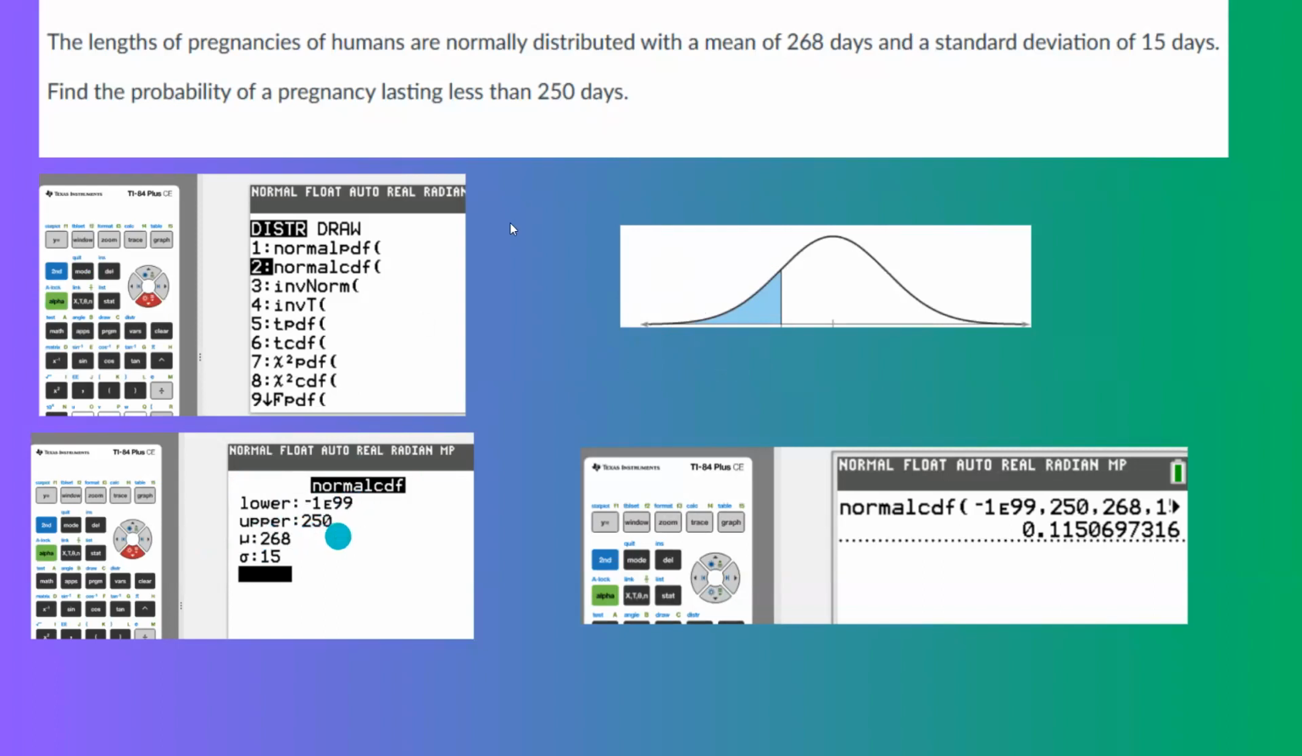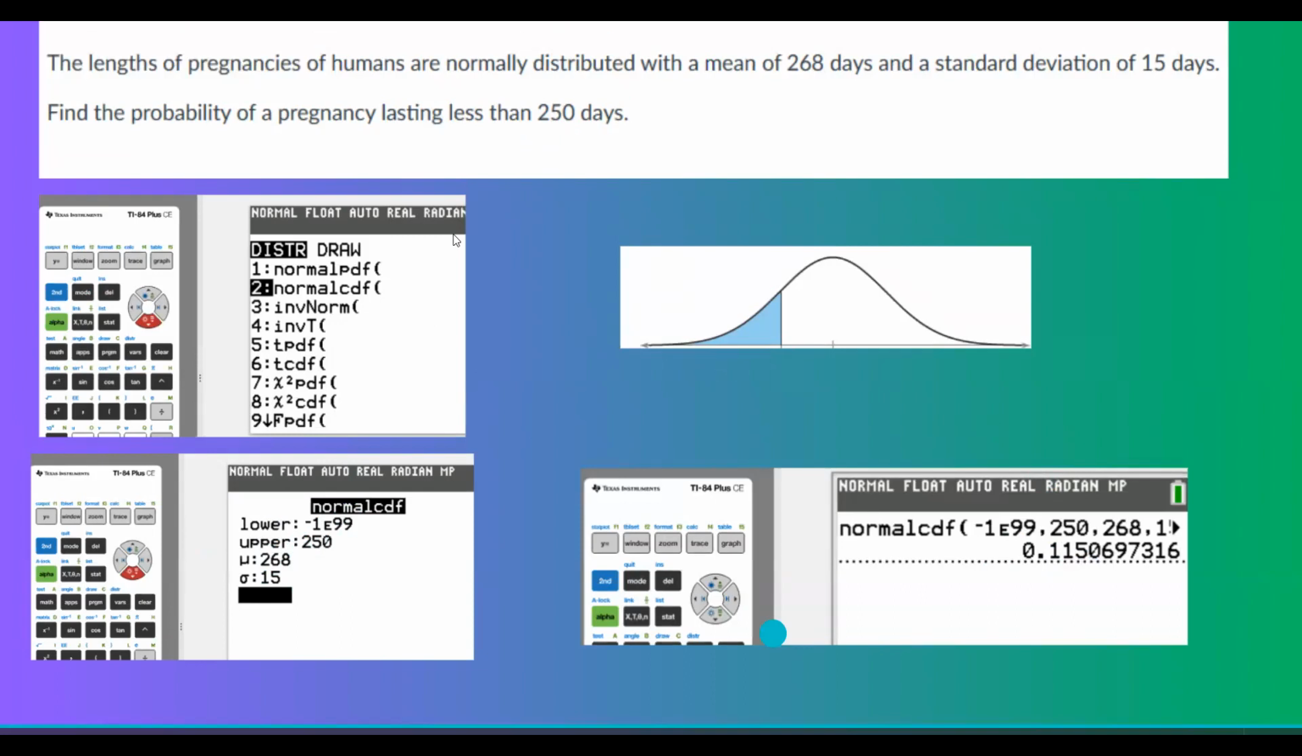Upper bound, it stops at 250. Mean is given to us as 268 with standard deviation 15 days. So once you do the calculation, you get 11.51%. Let me show you how to use a calculator to do the computation here.